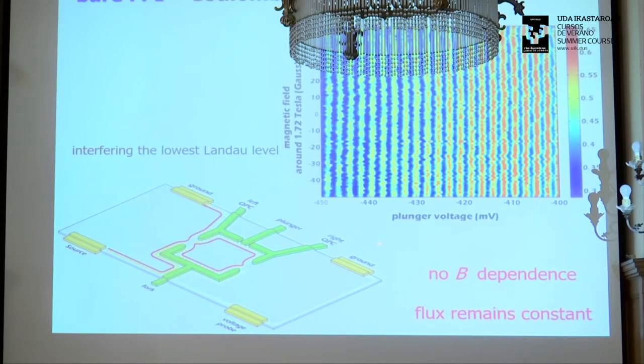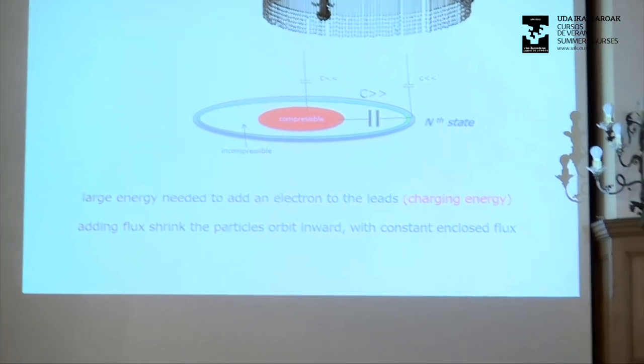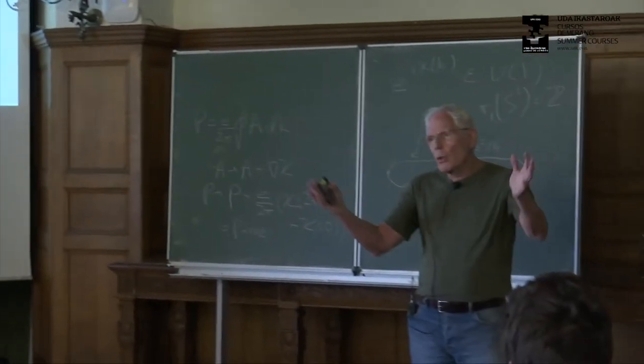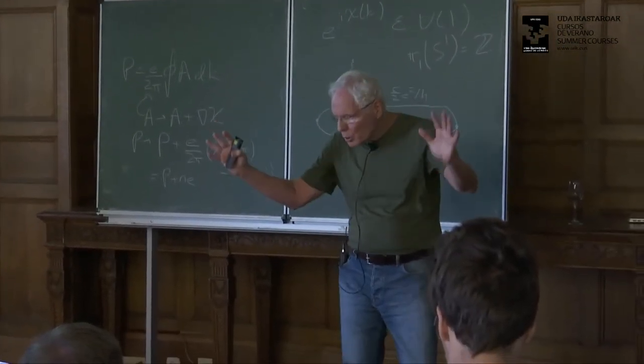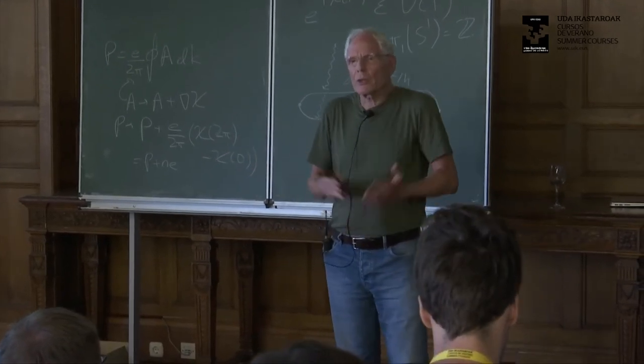So what happens here, there is no B dependence, so the flux somehow remains constant. You don't change the flux, but you change the magnetic field. So how does it happen? Because the area shrinks. I will not talk a lot about it, but the area shrinks proportionally to the increasing field, to maintain a constant flux. Because you cannot add carriers inside: as you increase the magnetic field, you want to increase the degeneracy of the Landau level, you want to shove in more and more carriers to fill up the Landau level, but it cannot get in, because there is a charging energy.